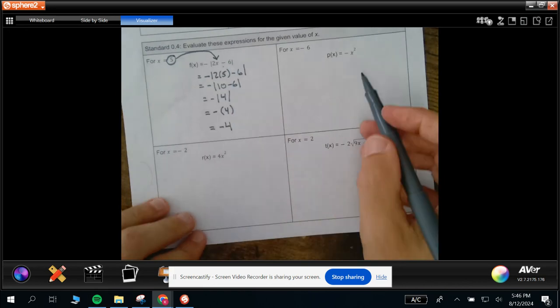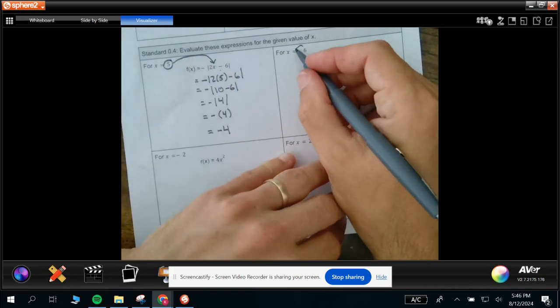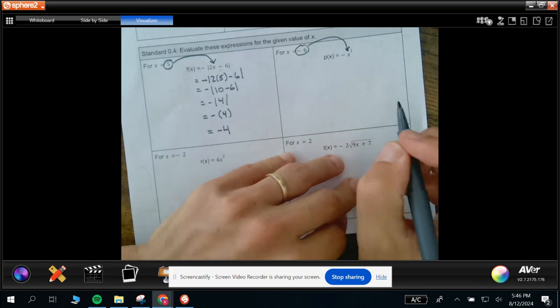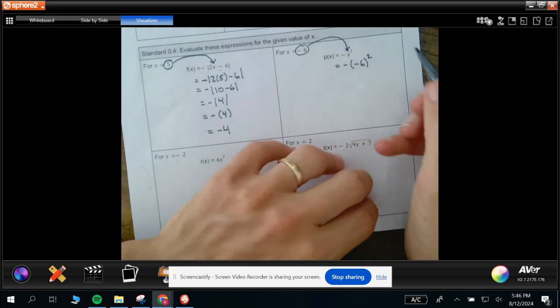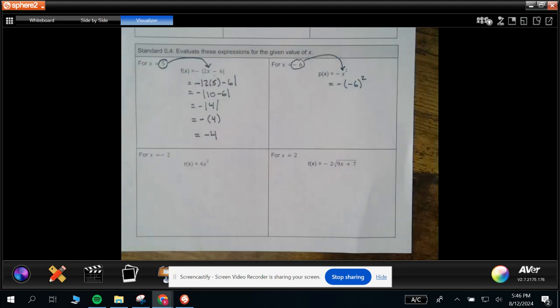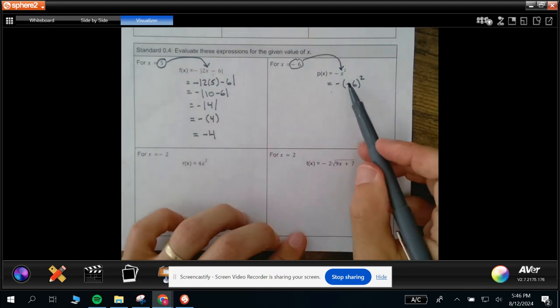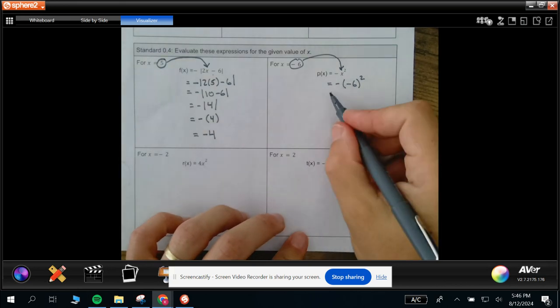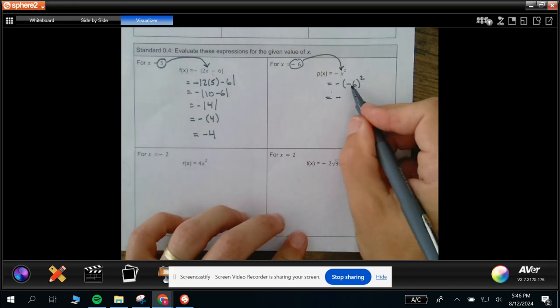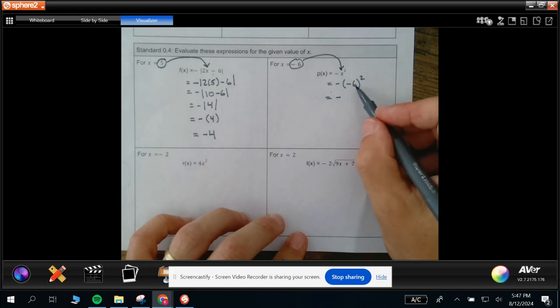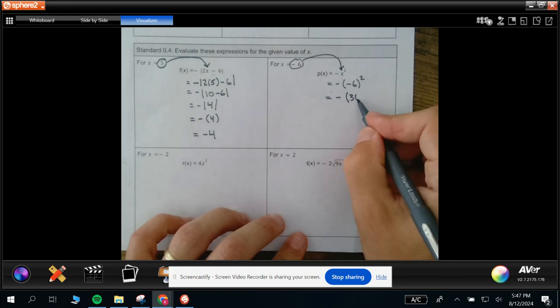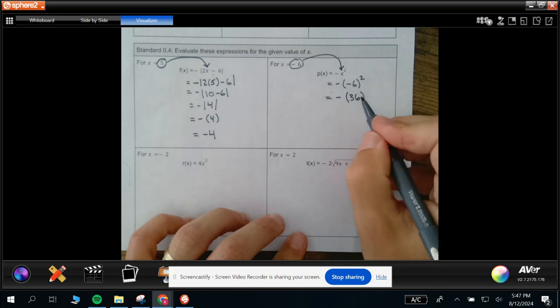Let's do another one. Again, I take this value and I substitute it in for x. So negative 6 squared. Now, think about order of operations here. Do we do multiplication first or exponents first? Exponents first. First step, square negative 6. So what's negative 6 times negative 6? Negative times a negative becomes a positive. Negative 6 squared is positive 36.